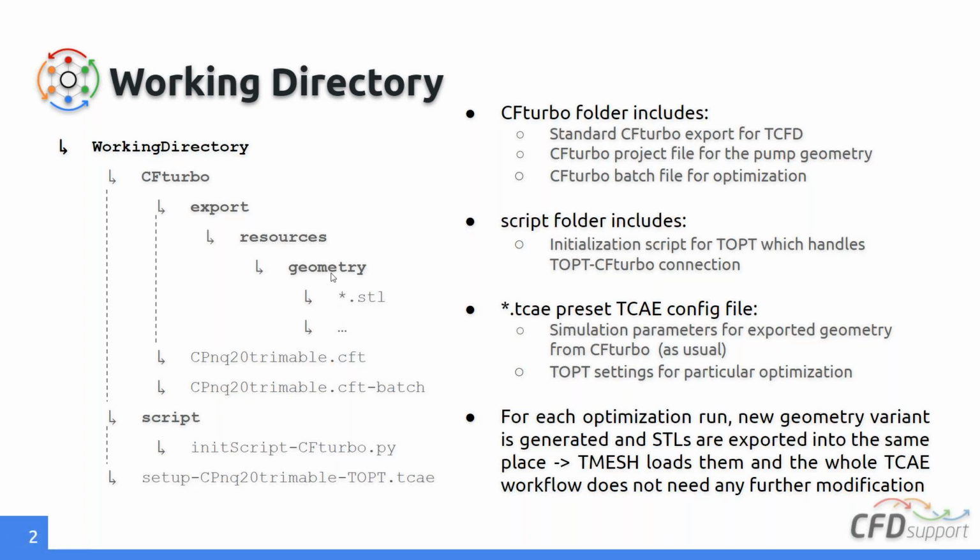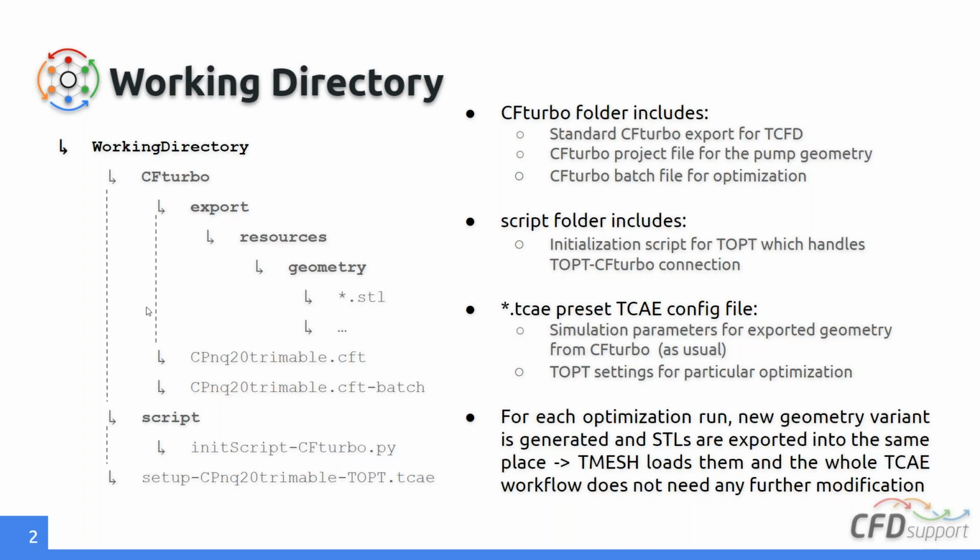So based on these geometry files, we can create the standard TCAE setup. We can borrow the TCFD export file, use it for setting up the simulation, and adjust all the parameters to really get nicely smooth converged results for the particular parametric variation. And if we are satisfied with the meshing, the simulation, and the CFD results, then we can go for the optimization, because if the simulation is somehow set up the wrong way, then it's nonsense to apply the optimization process. So from the side of CFturbo, we have basically these two files and the generated geometry.